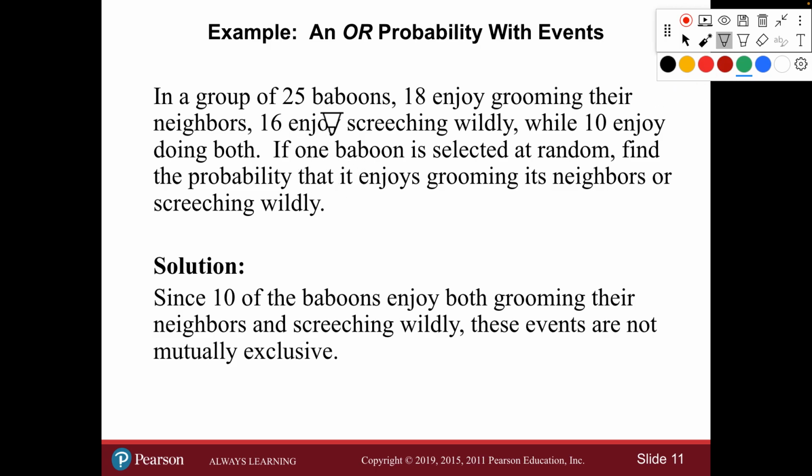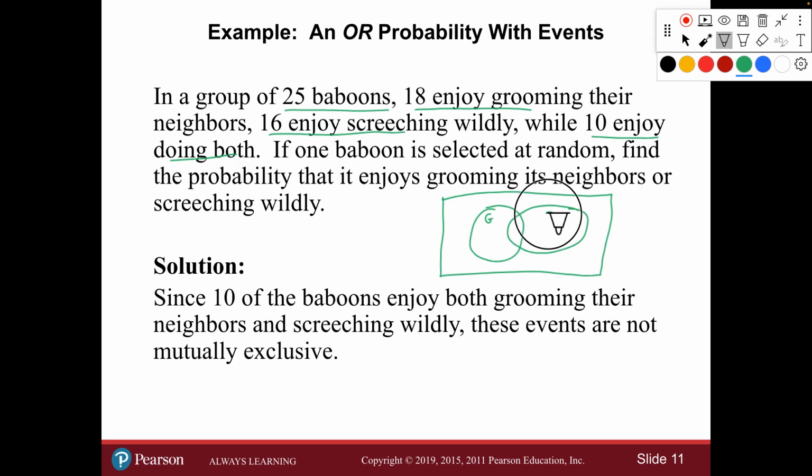So we've got a group of 25 baboons. We're told that 18 enjoy grooming, 16 enjoy screeching wildly, and 10 enjoy doing both. So that's an overlap. If we want to do a Venn diagram, remember, here's those who like to groom. Here's those who like to screech wildly. And in the middle, we've got grooming and screeching wildly. When we go to fill this in, remember, always do this middle part first. There's 10 there that enjoy doing both.